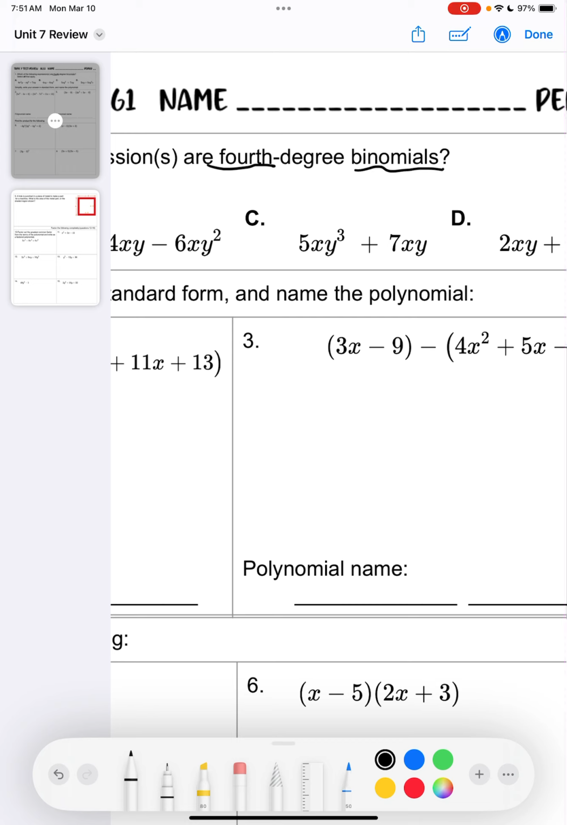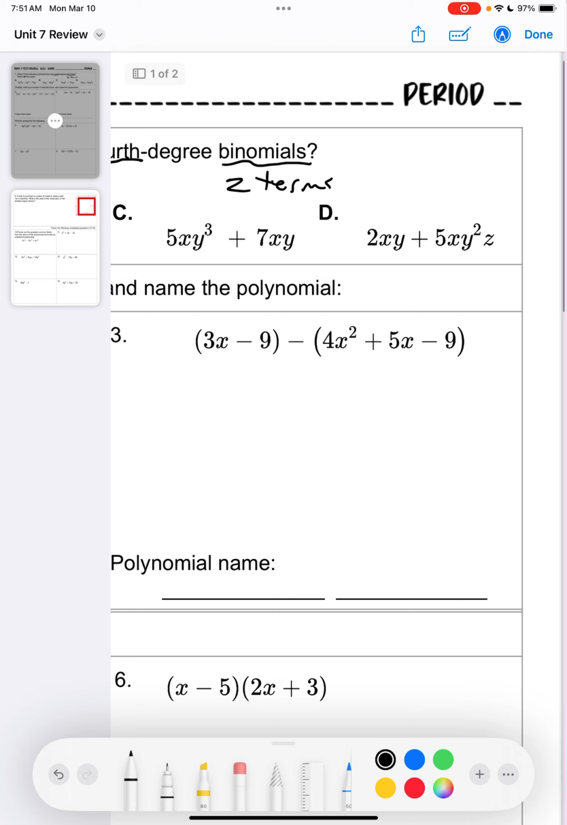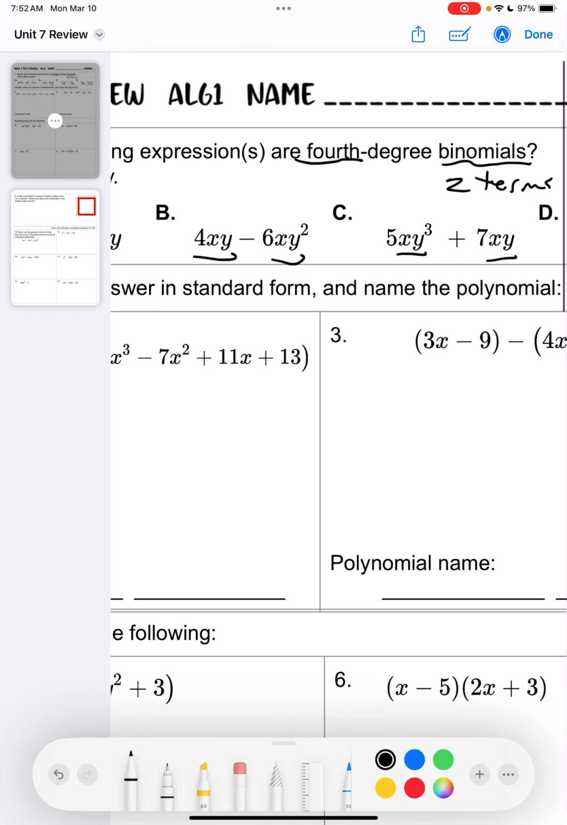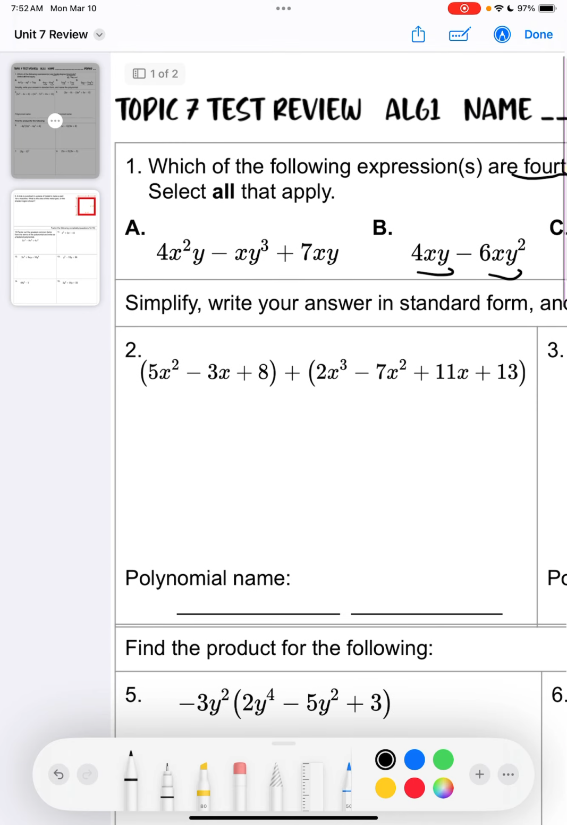So, we've got two vocab words there. One is binomial, right? So that means two terms. And then the second one is the fourth degree. So that'll be the one we'll have to pay more attention to, because each of these, there's a binomial. Binomial. And actually, I guess this one is a trinomial. So that one's out.